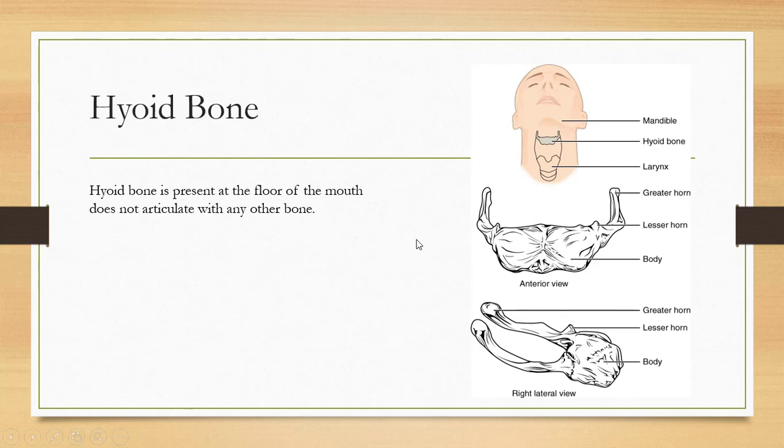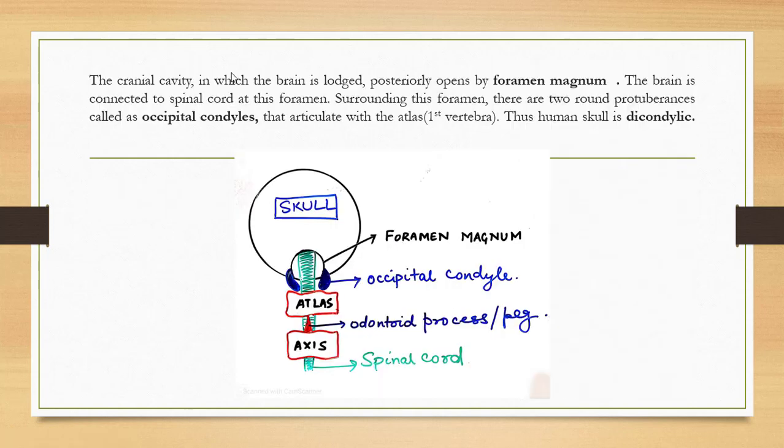And along with the tongue, it forms the hyomandibular apparatus. Now we will talk about a very important aspect associated with the cranial cavity, the cavity in which the brain is present. It opens posteriorly by a hole called the foramen magnum. The brain is connected to the spinal cord at this foramen.